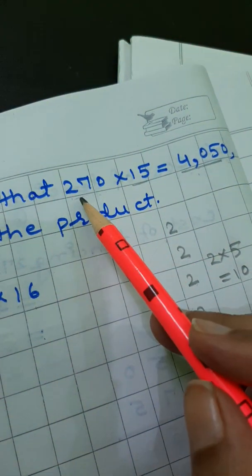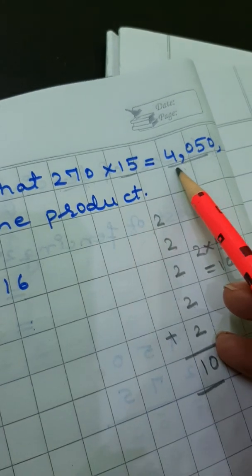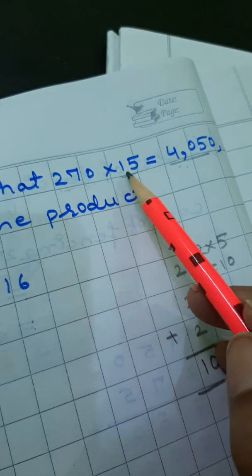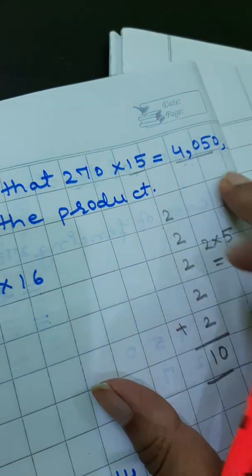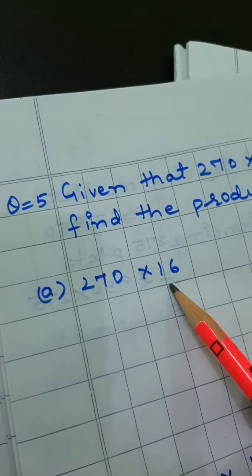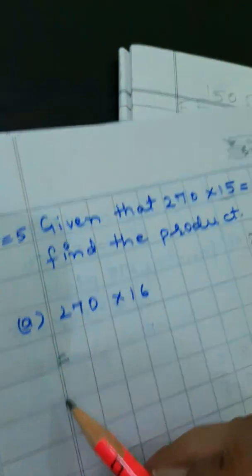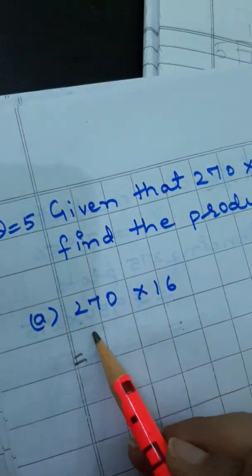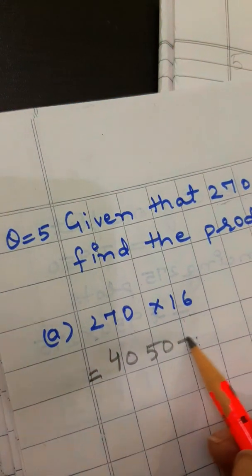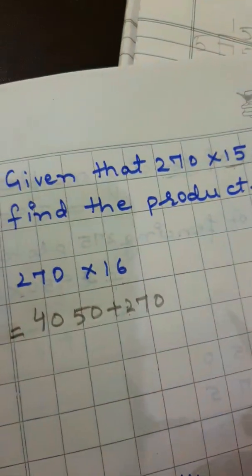So in a similar way, when I write 270 multiplied by 15 is equal to 4050, that means I am adding 270 15 times. Okay, so the answer is this. If I am adding 270 16 times, then what do I have to do? I will just add 270 to the product, 4050 plus 270. Now add it separately.